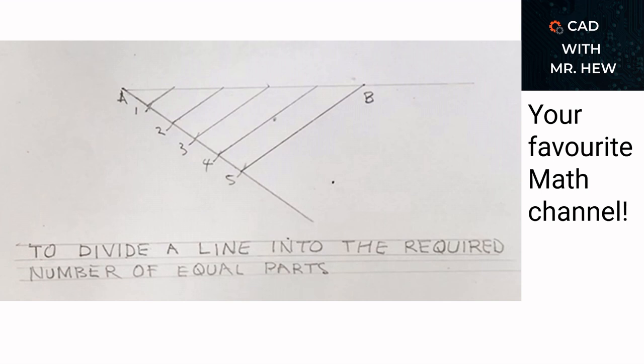We thank you for joining us, and in the next video, we'll be looking at how to draw a given line and divide this line into a given ratio. For example, divide the line AB into the ratio 2, 3, 4.